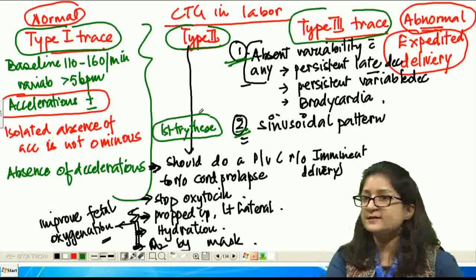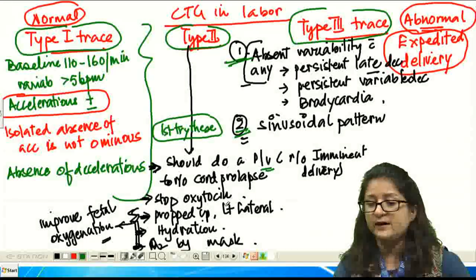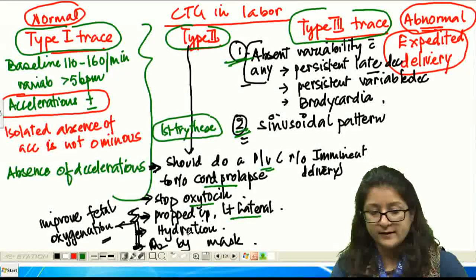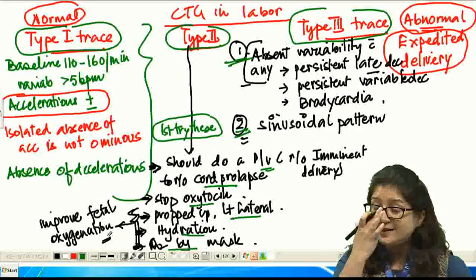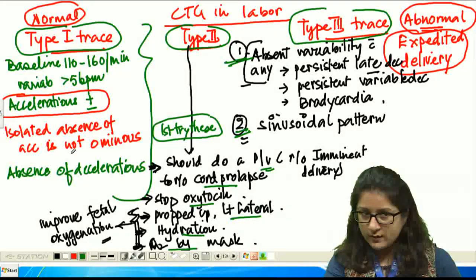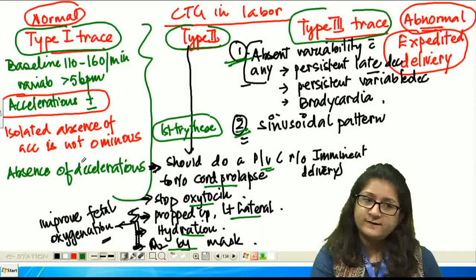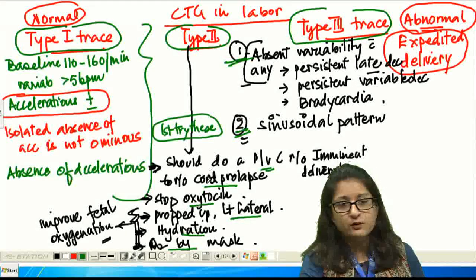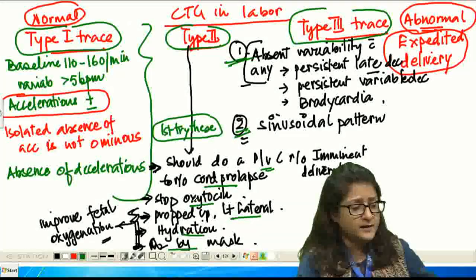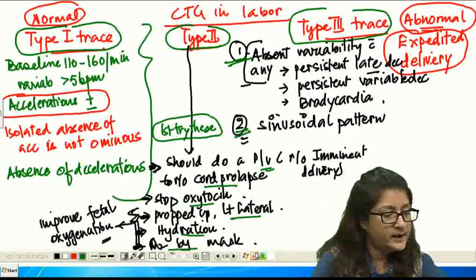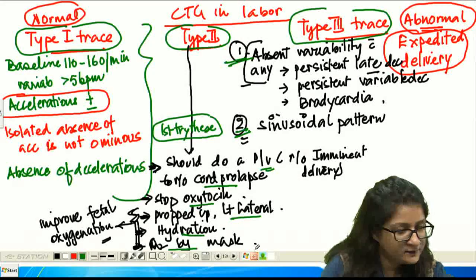Alright, so we first do a PV to rule out any imminent delivery, to rule out cord prolapse, we stop oxytocin, we put the woman in left lateral, improve hydration, give oxygen by mask, all in an effort to improve fetal oxygenation and see if the CTG trace improves and goes from type 2 to type 1. If that happens, well and good, we continue the labor monitoring as it is. If that doesn't happen, then we have to intervene. So these are the important points that you should remember about the CTG in a nutshell. Very, very, very important.